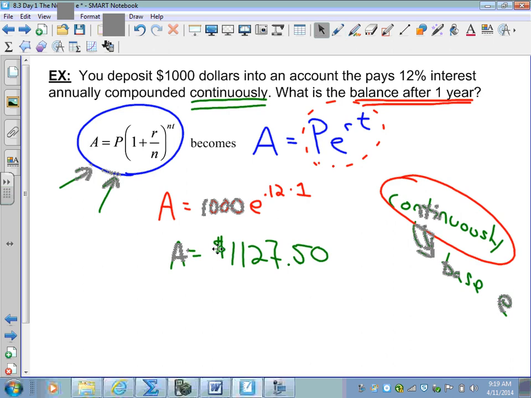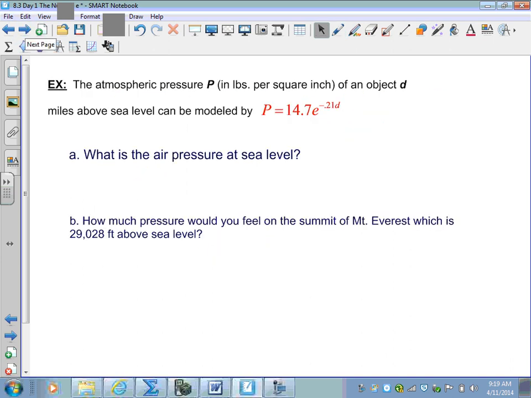This is going to be a little physics application here for you. If that worries you a little bit, don't worry about it. I'm giving you guys the formula here. You guys don't need to memorize these formulas. These are things I'll give you guys. Okay, so the atmospheric pressure, which we're going to call capital P, by the way, that's in pounds per square inch, on an object, not of an object, that should be on an object, D miles above sea level can be modeled by this function here. P equals 14.7 e to the negative 0.21 times D. And D, again, is in miles above sea level.